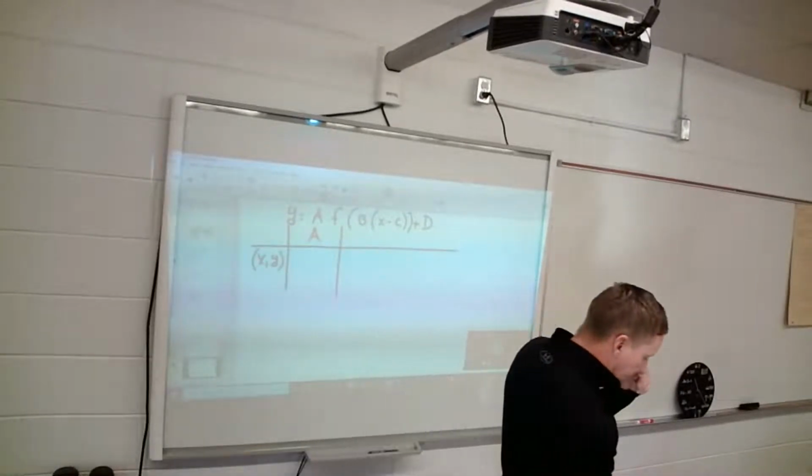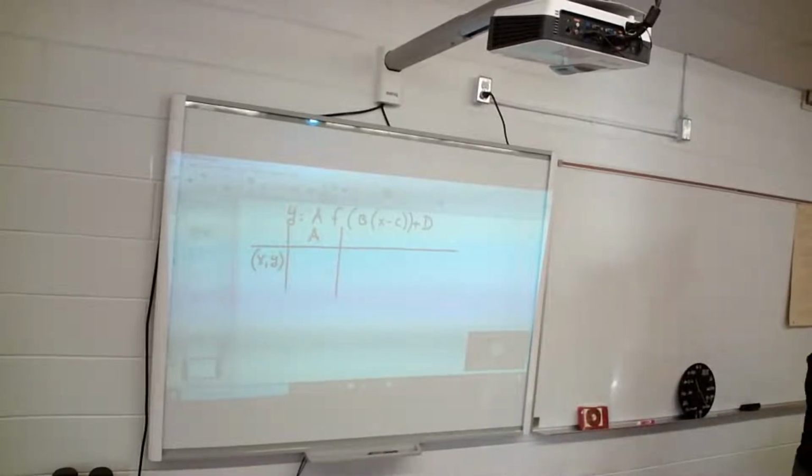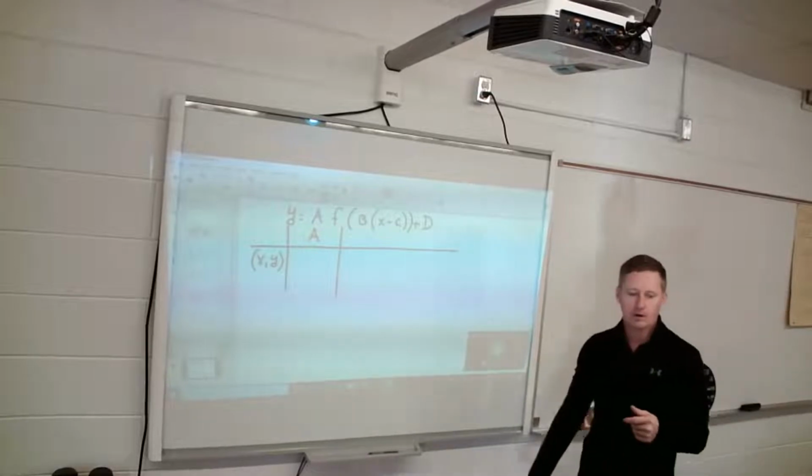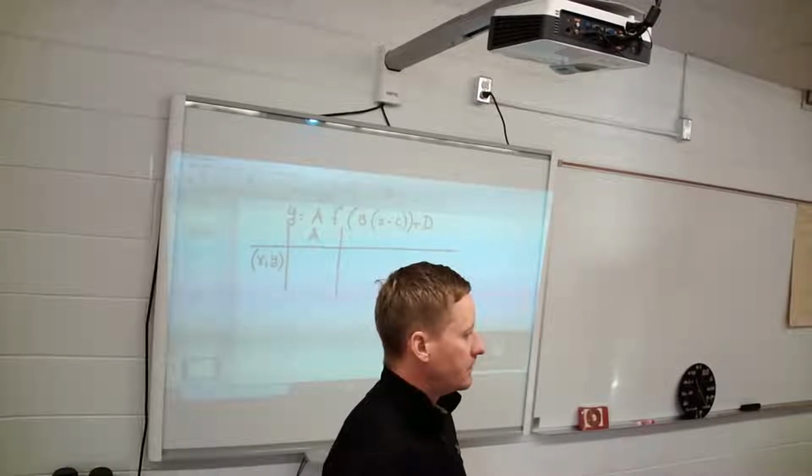So A adjusted my amplitude in the sine graph. Agreed? So what did I actually do to the coordinates to change my sine graph? What did I do?